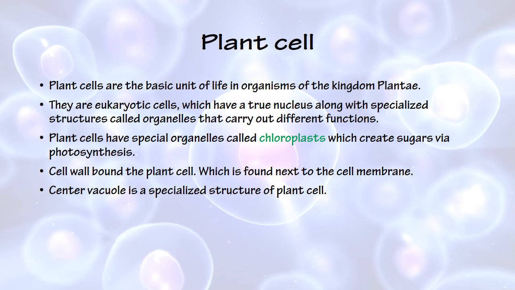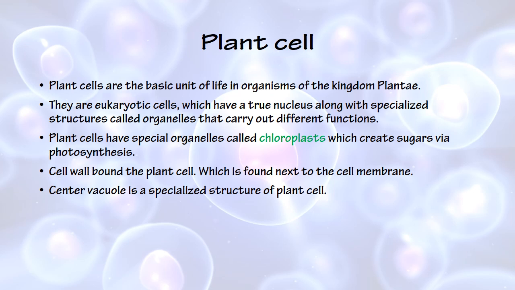Okay, let's see what plant cells are. Plant cells are basic units of life in organisms of kingdom Plantae. All the plants contain plant cells, which have a different structure than animal cells. They are also eukaryotic cells, that means advanced cells. They have a nucleus along with specialized structures called organelles that carry out different functions.